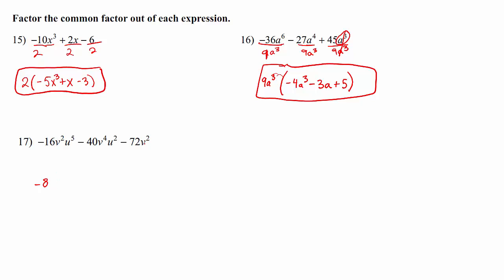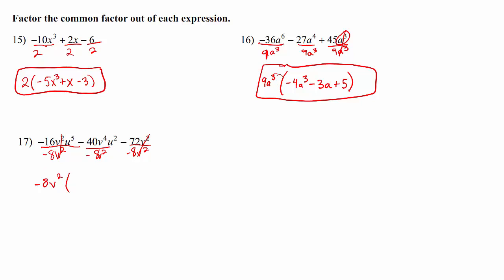V I have in each of them, and I actually have a v squared that I can take out of all of them. Because if I take it out here, then it cancels. If I take it out here, I subtract and get something. If I take it out here, it cancels. I cannot take out a u because there's not a u on this last term. So let me add the -8 in here as well.